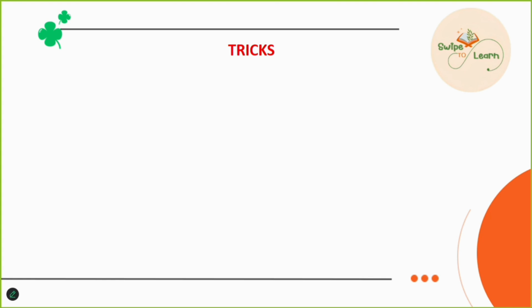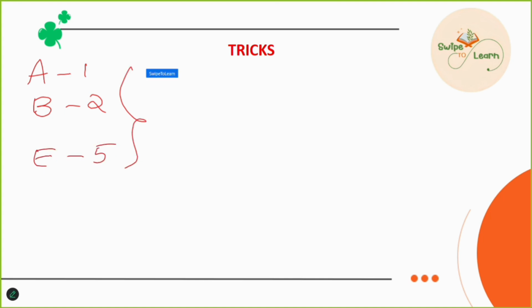You can remember the alphabet A as 1 and B as 2. Until E, we can easily remember. Everyone can remember that A is 1, B is 2, C is 3, D is 4 and E is 5. But what from next? Okay, I'll be sharing tricks here.